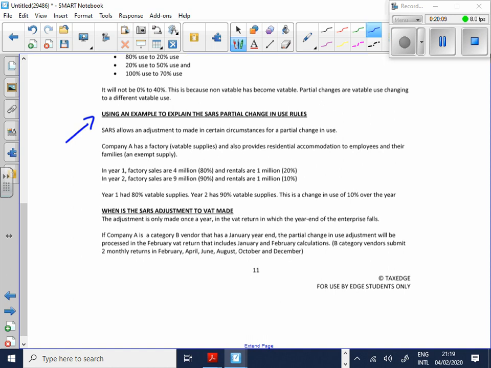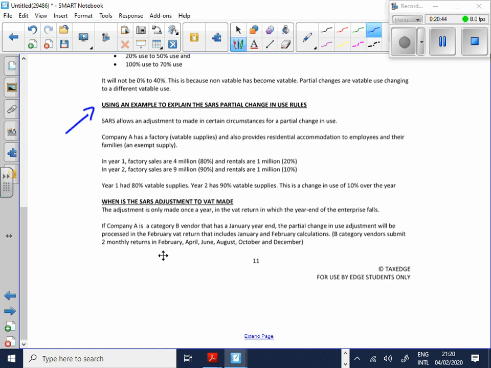It says SARS allows an adjustment to be made in certain circumstances for a partial change in use. Company A has a factory, vatable supplies, and also provides residential accommodation to employees and their families, an exempt supply. In year one, factory sales are 4 million and rentals are 1 million, which is 20%. In year two, factory sales are 9 million and rentals are 1 million. Okay. Year one had 80% vatable supplies. Year two is 90% vatable supplies. There's a change in use of 10% over the year. Are you guys comfortable with that?